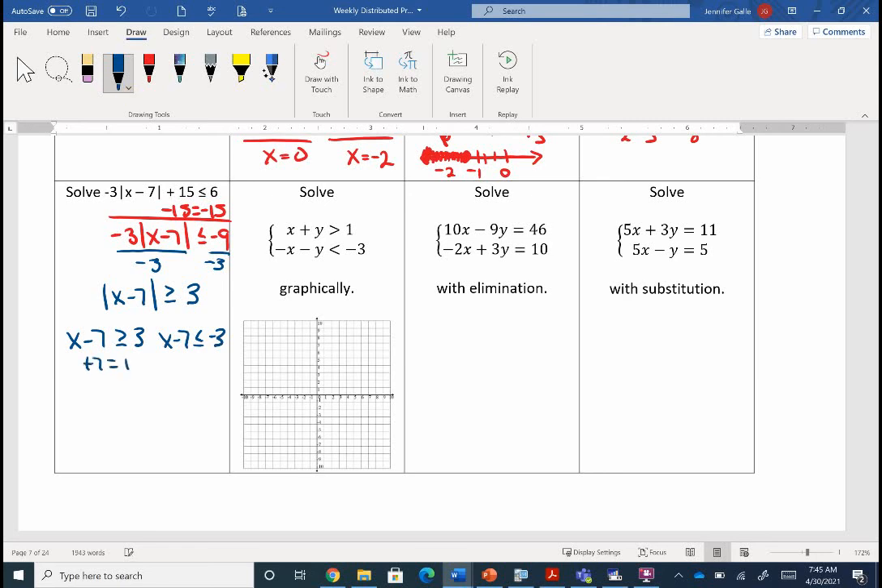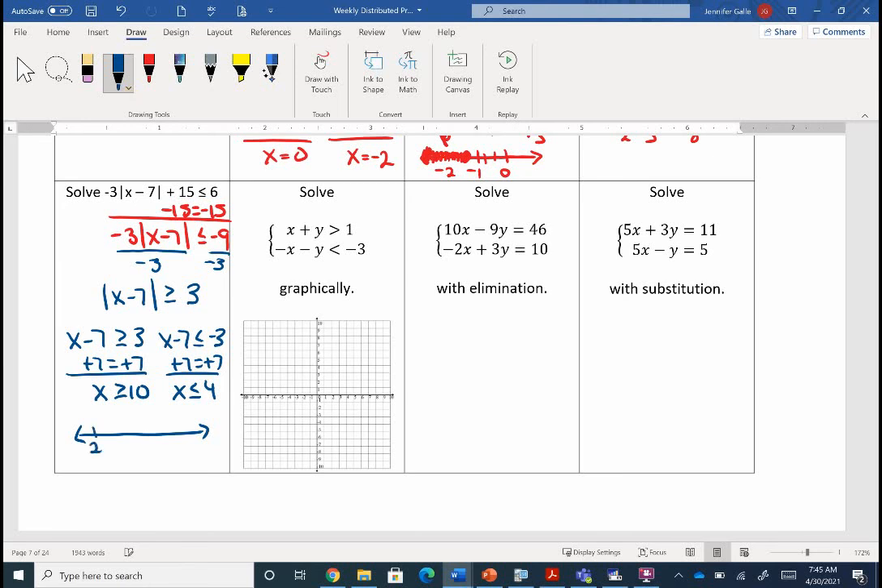Add 7 to both sides. X is greater than or equal to 10. X is less than or equal to 4. Now we have to figure out if we're going to combine those two or if we're going to put the word or between them. I like to graph it to help me decide how to write my final answer.